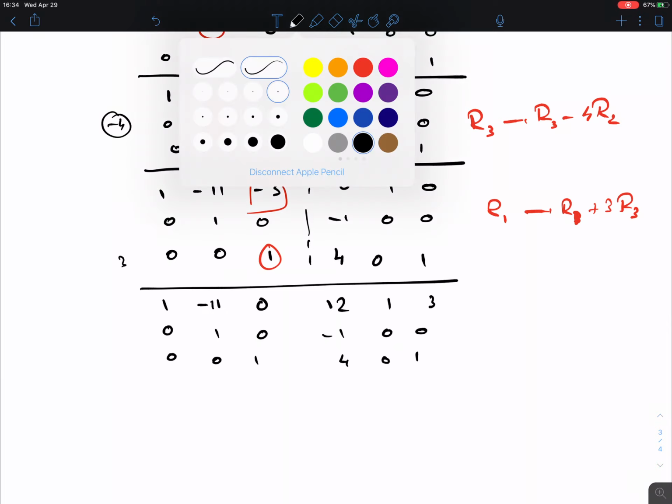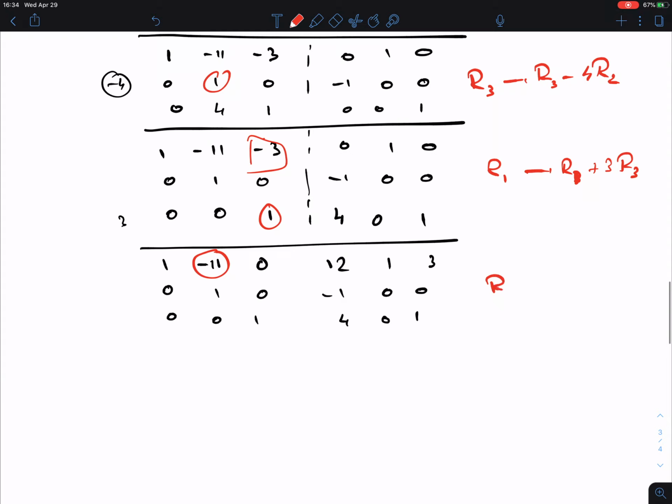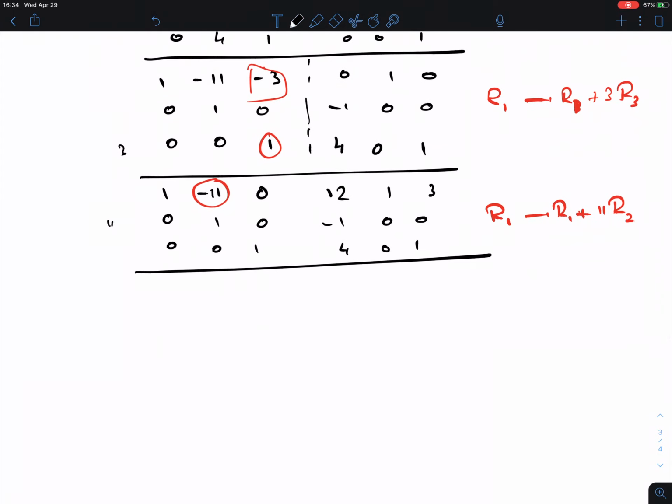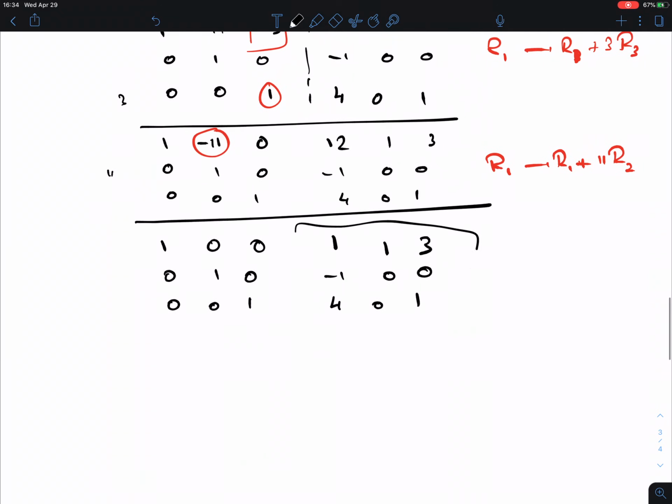Good, one more thing to do, and that is to get rid of this one now. Now we can do this, and so this is row 1 plus 11 times row 2. So multiplying this with 11, right? So I get 1, 0, 0. This 11, that's a 1, 1 and a 3, 0, 1, 0, negative 1, 0, 0, 0, 0, 1, 4, 0, 1. Okay, so this is my P inverse.